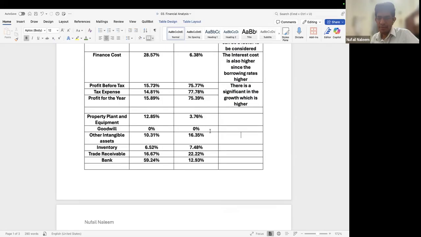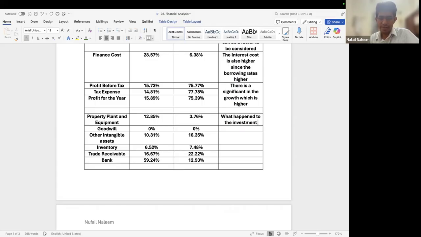Now, students, property, plant and equipment, you observe here, students, our company has invested, but this company has invested less compared with us. So I'll write down here, what happened to the investments?